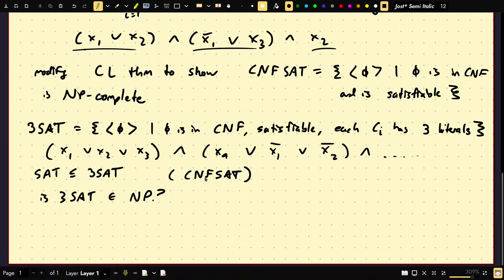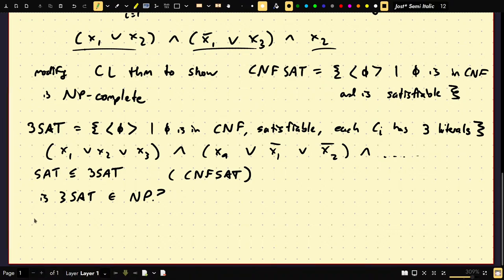Also, a quick note, you can't really reduce from SAT to CNF SAT or the other way around, because there are some Boolean formulas which, to convert to CNF, have exponential blowup. Some very weird edge cases you can come up with. So to prove CNF SAT was NP complete, you would have to do a modified version of the Cook-Levin theorem.